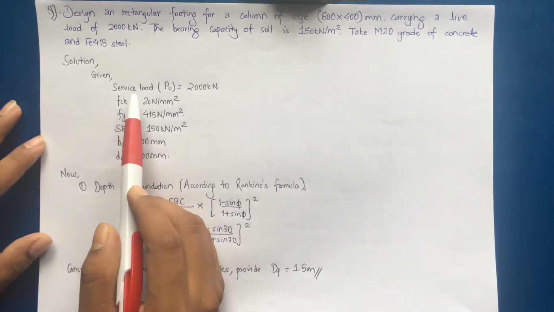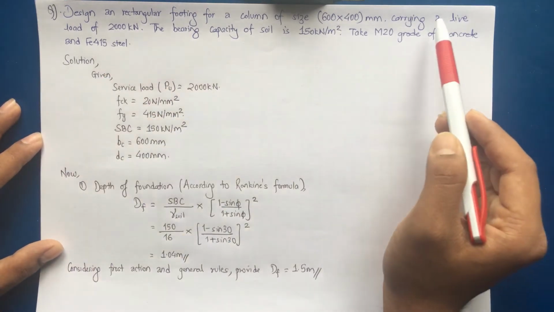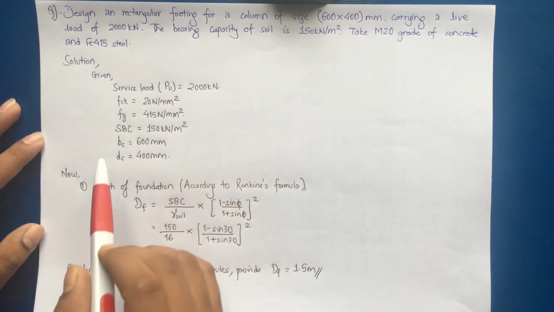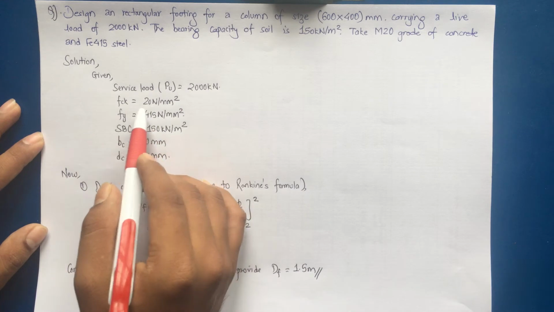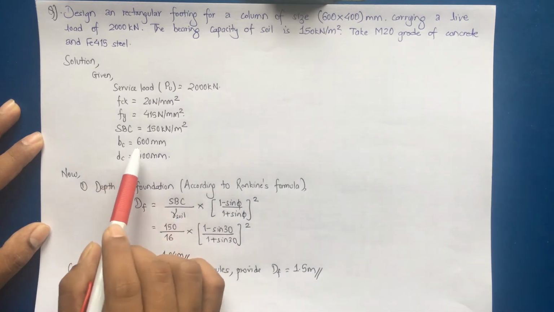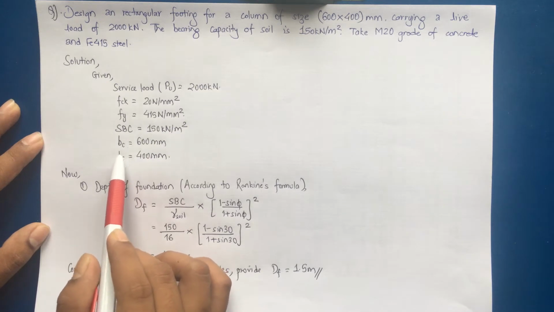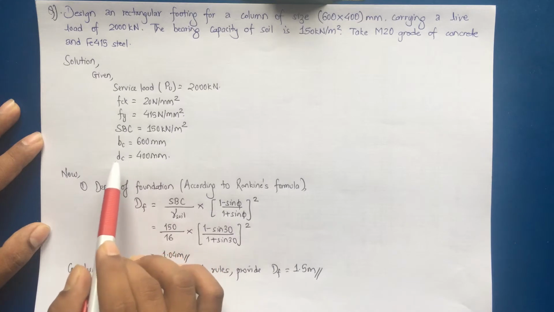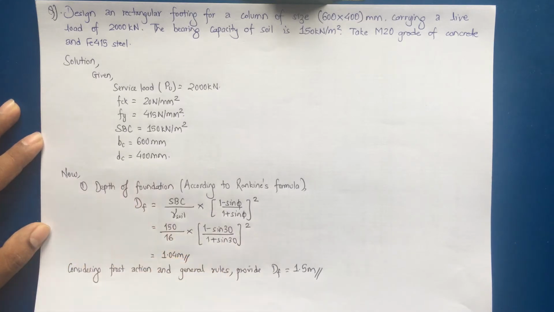So we are given the service load. Don't get confused, we are given a service load, that is the unfactored load. This is 2000 kN. We have characteristic strength of concrete 20 Newton per mm square. Yield strength of steel is given as 415 Newton per mm square. Soil bearing capacity is given as 150 kN per meter square. Similarly, the longer side of the column is 600 mm, and the depth of the column is given as 400 mm, which is the shorter side of the column.